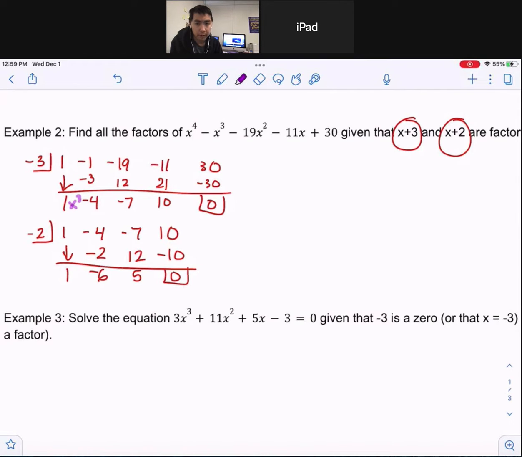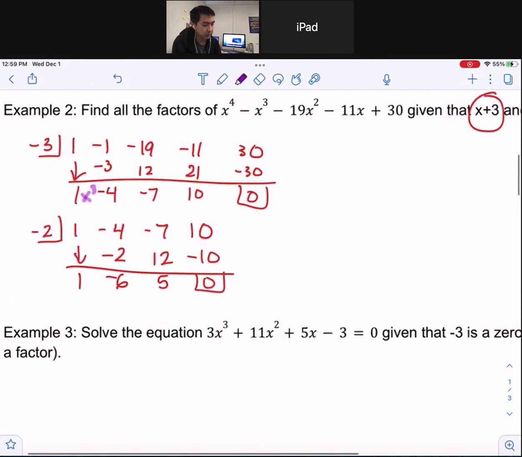Now watch. First of all, it makes sense that both of these gave you a remainder of 0, because this problem explicitly says that those are factors. And if you get factors, you get a remainder of 0. Now watch this, you guys.